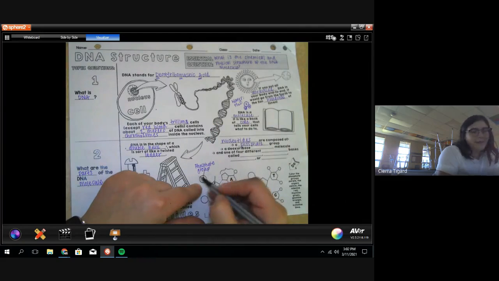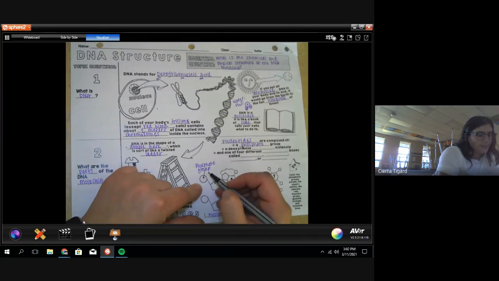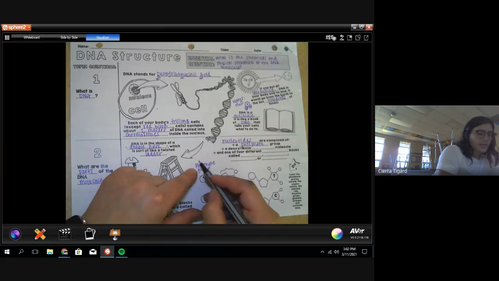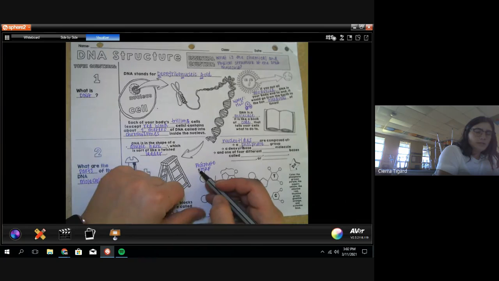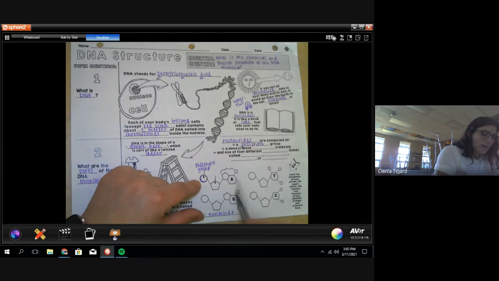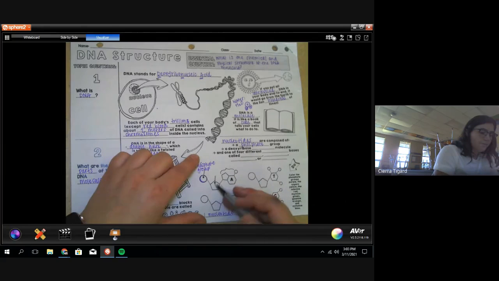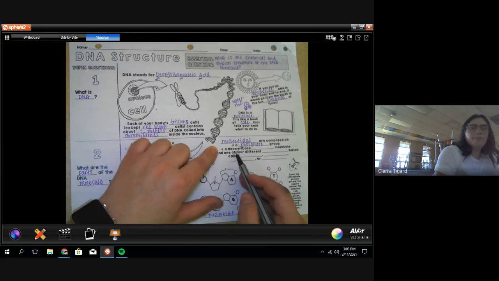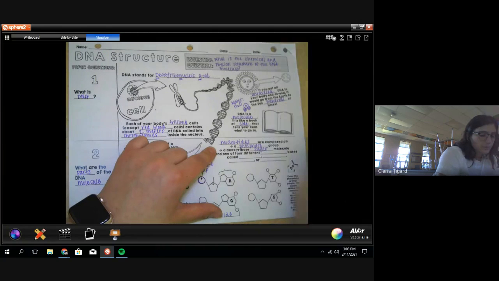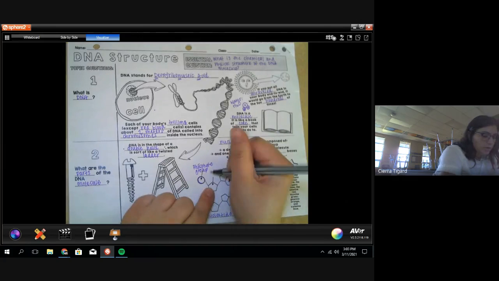And the way that I think of this is, if you have ever heard of pho, it is I believe it's Vietnamese. Yes, Vietnamese soup. And we put the soup in the bowl. So phosphate is going to go in the circular bowl. And then we have our second component, which is going to be here. It is called a deoxyribose sugar molecule. So we're going to put our sugar here.